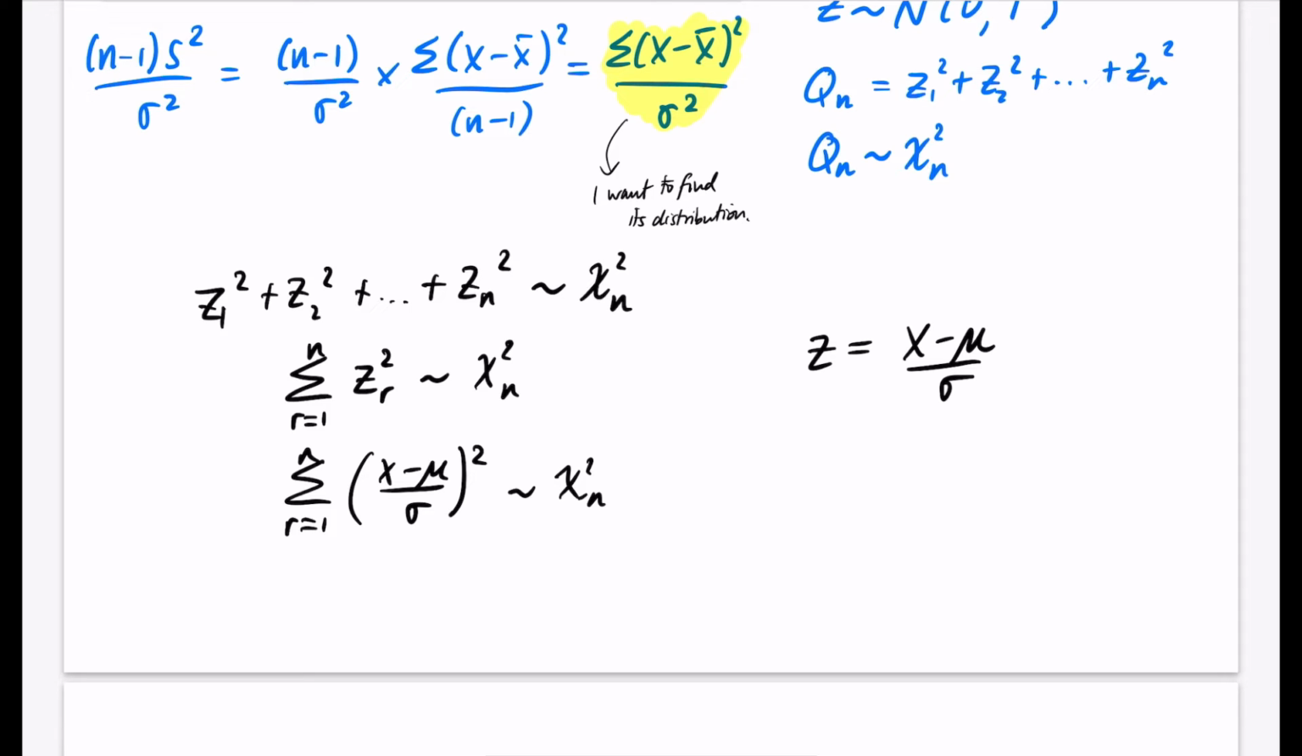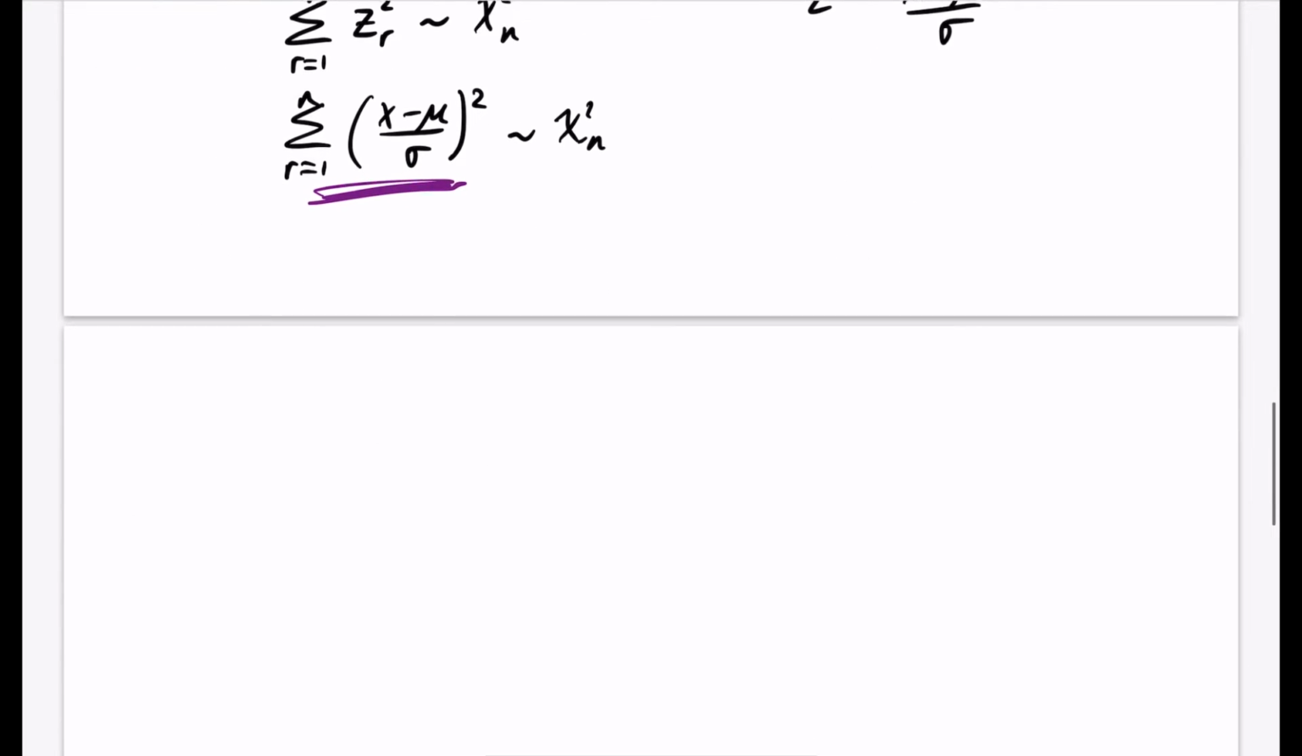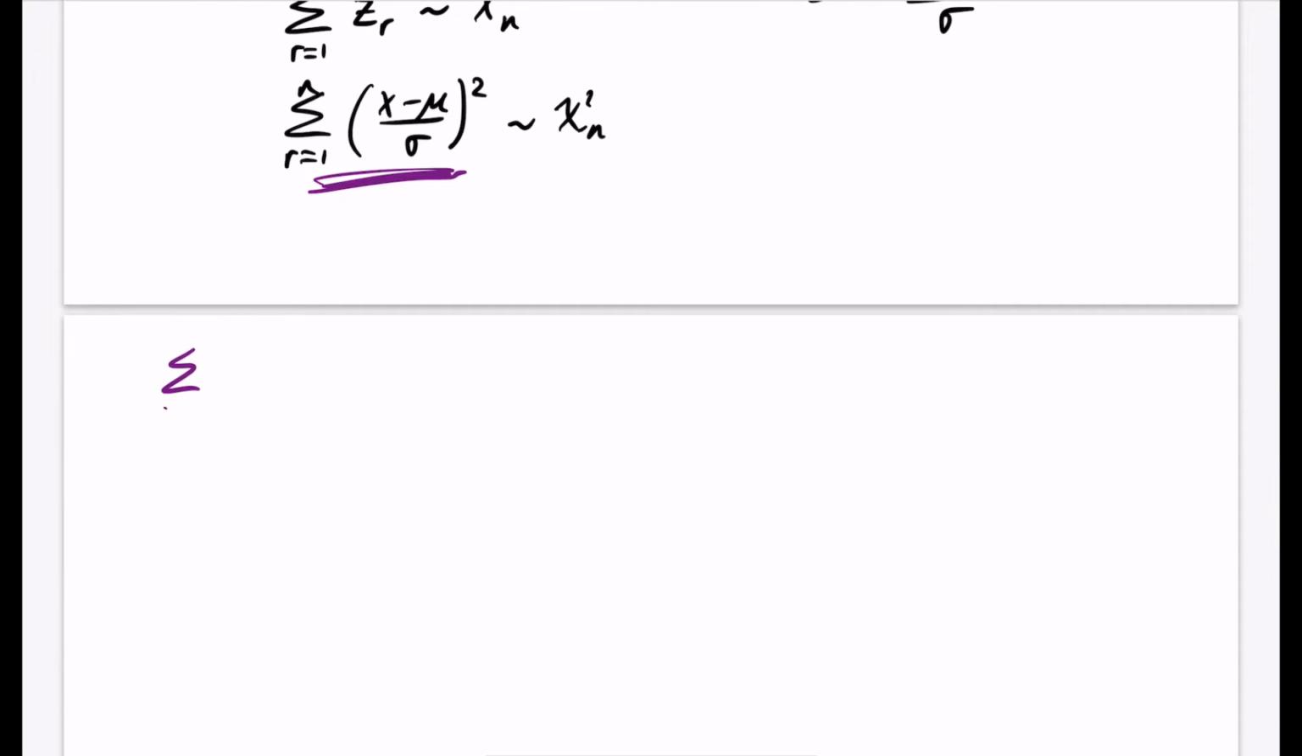So I'm going to now try and investigate this thing that we've got here, and I'm going to do this in purple on the next page. So the sum from r equals 1 to n of ((x minus mu) over sigma) squared. Okay, well, I think what I can do in this case is try and split this up in a sneaky way.